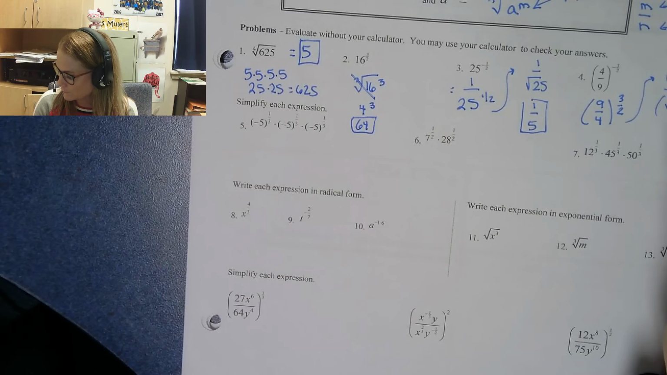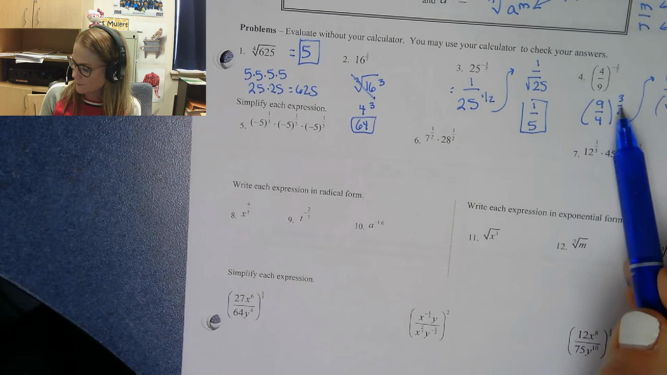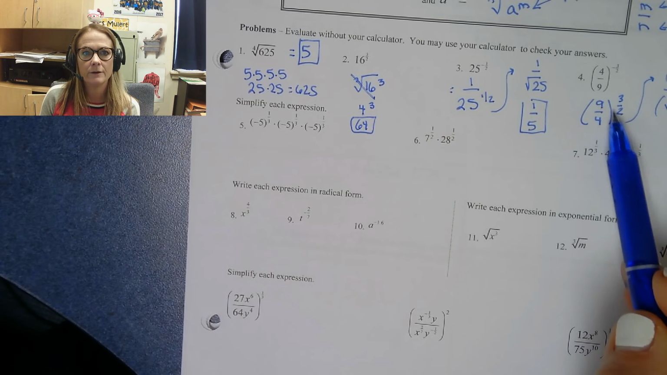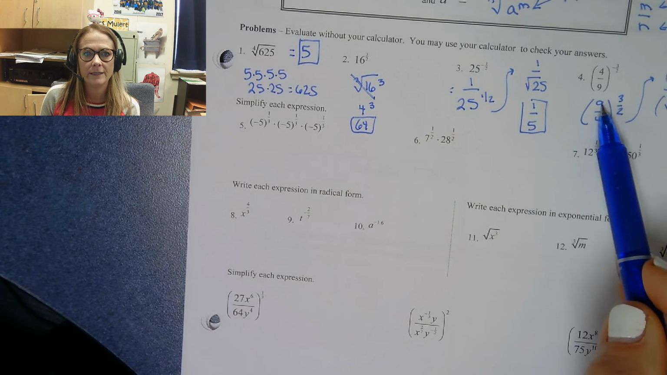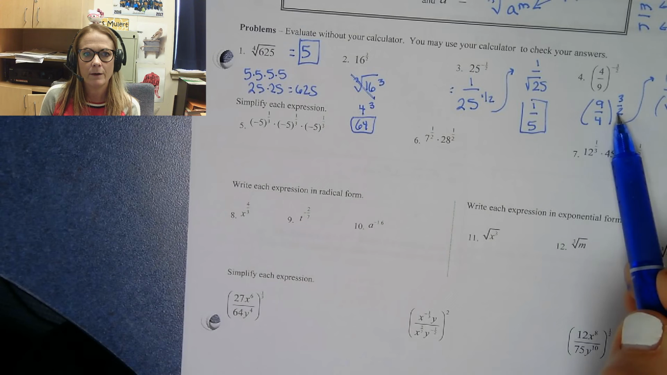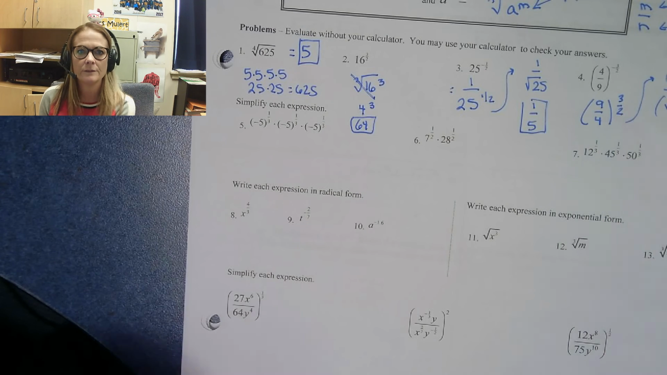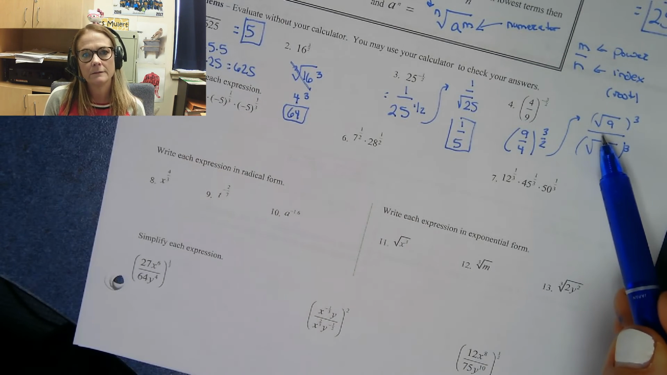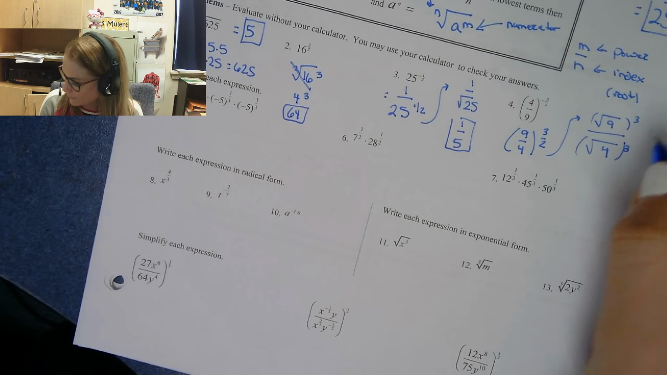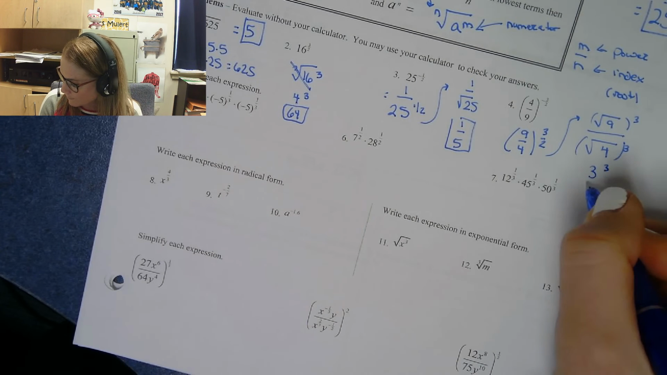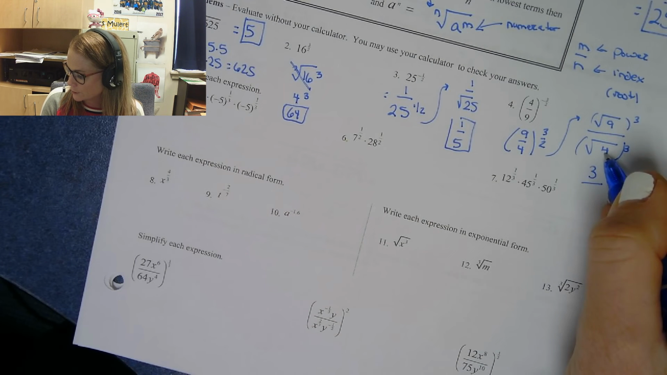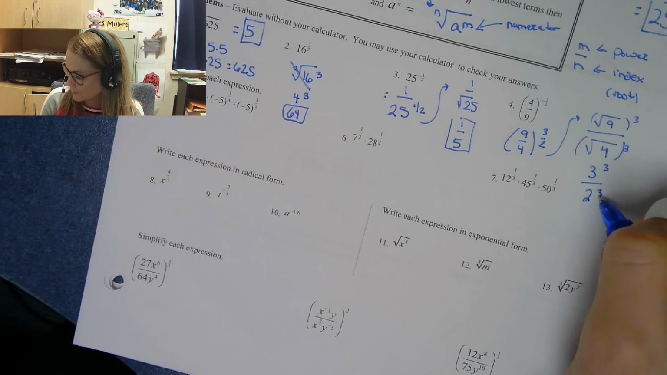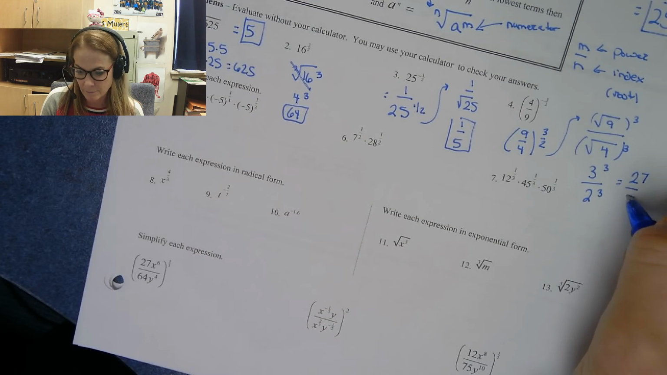quantity cubed. Okay, so this 2 in the denominator said to take the square root, so that's 3, and cube it. Square root of 4, which is 2, and cube it. So over here we're going to get the square root of 9, which is 3, and then 3 cubed. The square root of 4, which is 2, and then 2 cubed. So our final answer here is 27 over 8.